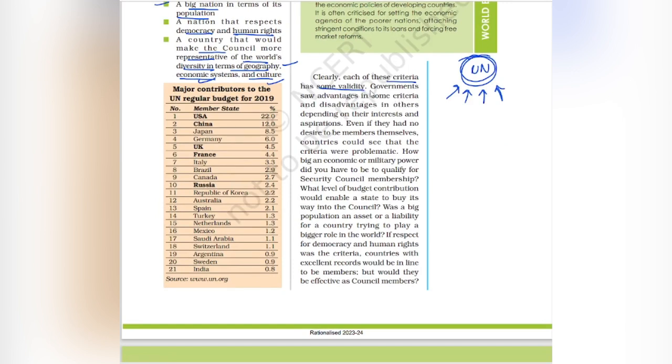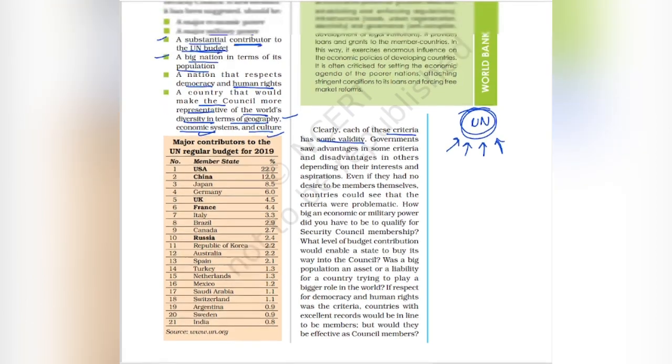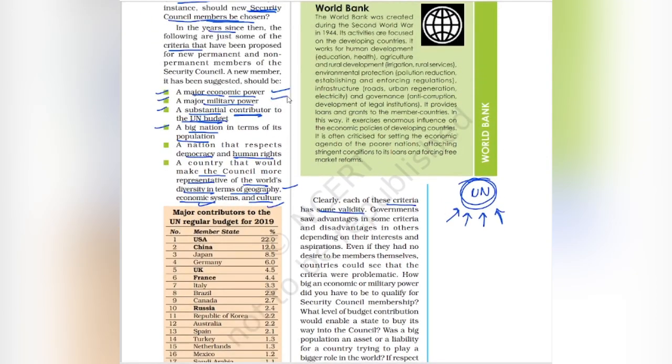But the problem was that these particular points were not clearly defined. If we are saying a major economic power, then how much economy, what exact amount of economy should a country have in order to be a member of the Security Council? A major military power, but what kind of military power? Are you talking about nuclear weapons? Are you talking about some missiles?